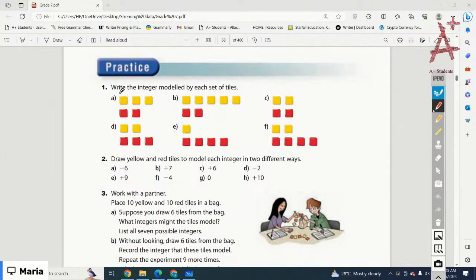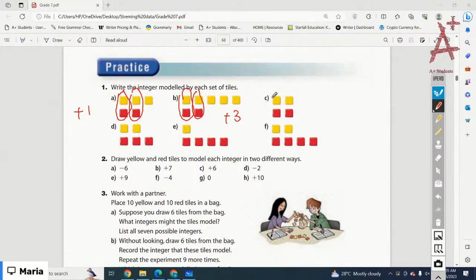So this is a pair of red and yellow tile, another pair of red and yellow tile. So when you have a pair of red and yellow tile, they make zero pairs, right? So you're left with just one yellow tile. So one yellow tile represents positive one, right? Okay, just look at the second one. This is a pair of red and yellow tile. This is another pair, that means you have two zero pairs, right? You're left with three yellow tiles, and yellow tile represents the positive number, so it represents positive 3, right?